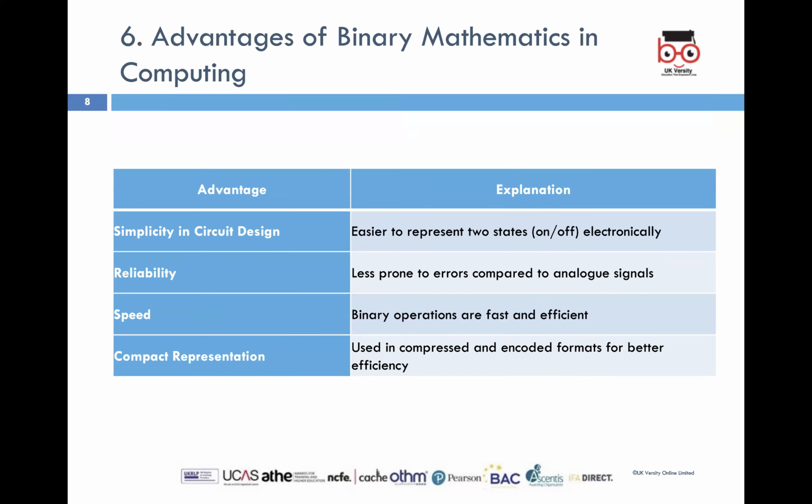The advantages of binary mathematics and computing. So it has a simplicity in circuit design, which means it is easier to represent two states, on or off, electronically. It is reliable, so it's less prone to errors compared to analog signals. It's faster, which means binary operations are fast and efficient. And it has a compact representation, which means that it is used in compressed and encoded formats for better efficiency.